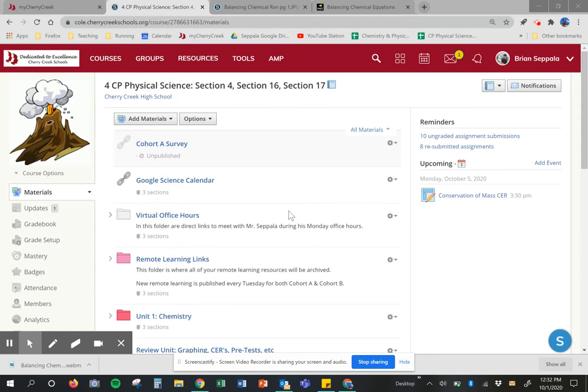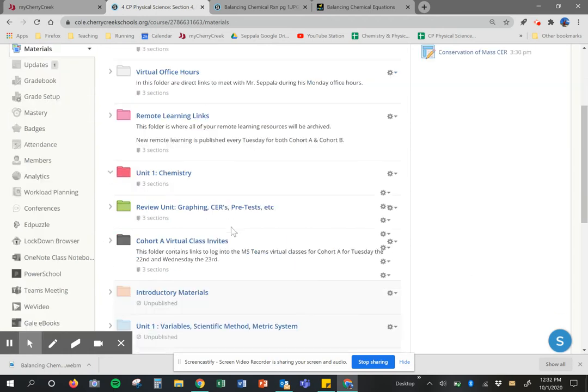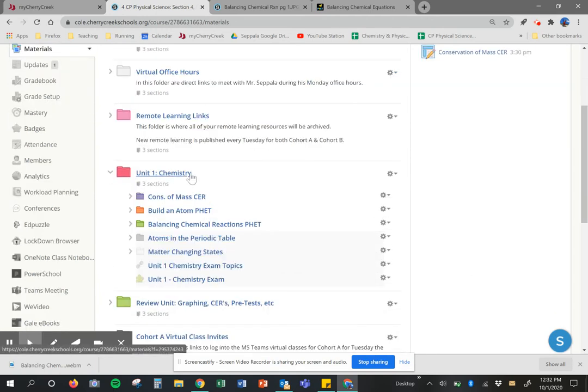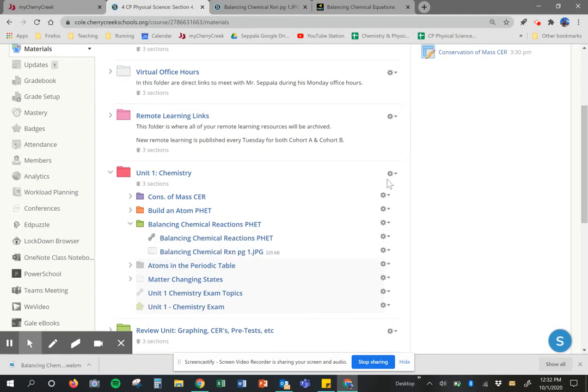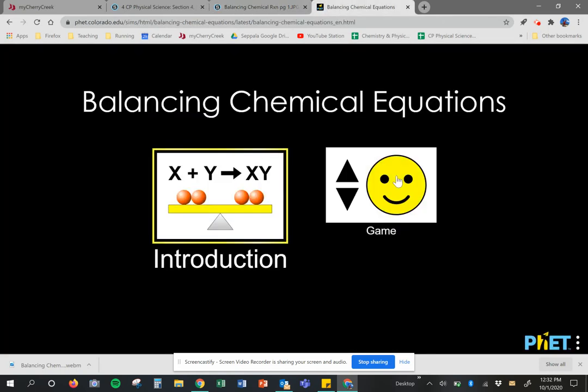When you do this lab on your own, you're going to need to get to my Schoology page. On my Schoology page, under Unit 1 Chemistry, you'll see the Balancing Chemical Reactions PhET. That's what we're working on today. This is the link to the PhET. This is the worksheet page you have to do. If you don't have the worksheet page, the teacher does have some extras. This is the page that you need, and this is where the link for the PhET will take you.